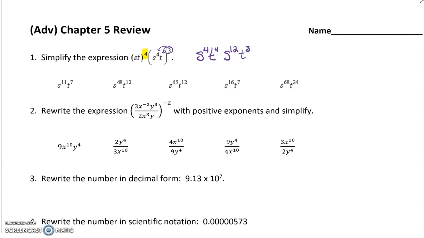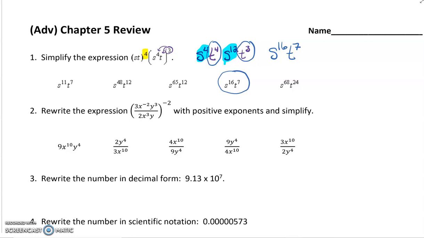So then s to the 4th and s to the 12th, you can combine those to get s to the 16th. And honestly, that's probably enough to find your correct answer. But then if you did go further, t to the 4th and t to the 3rd makes t to the 7th.